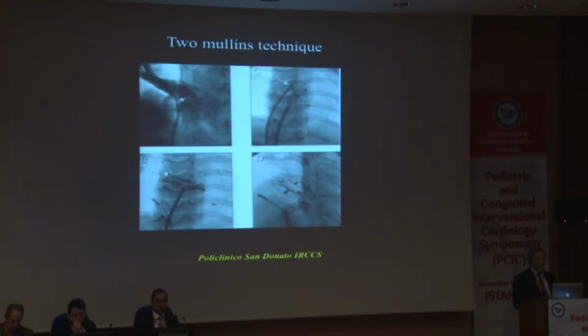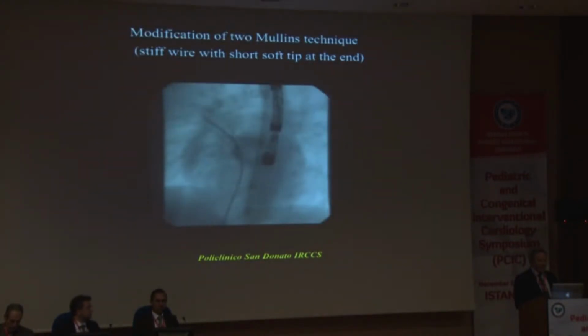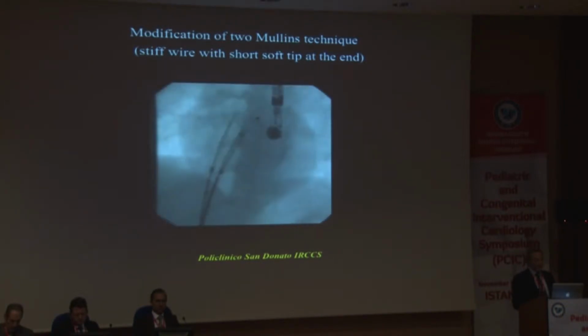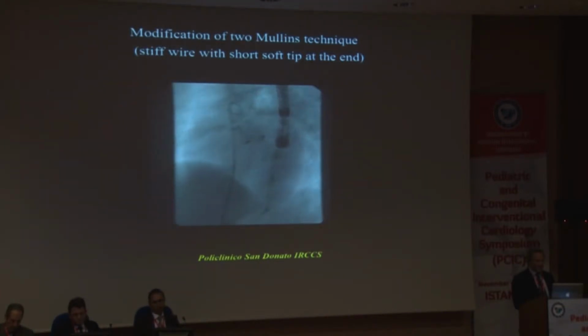For example, they use two catheters, deploy the left disc in the left atrium, and with the second catheter pushing the left disc and keeping it in place. The same technique, with a modification, uses a stiff wire with the 1 centimeter soft tip. This is the soft tip, which is in contact with the left disc, keeping the device in place, and then the device is released, avoiding slipping through the defect. This is the final angiogram showing the good position of this device.